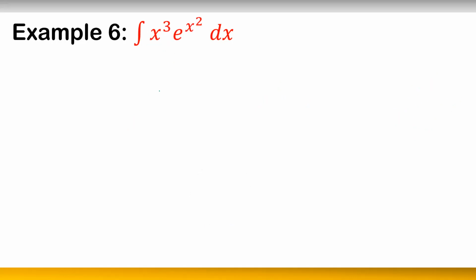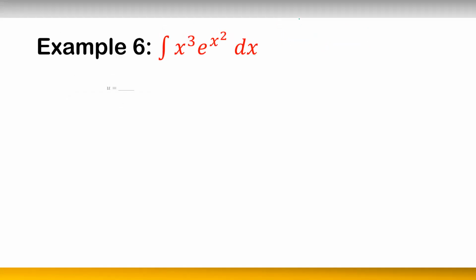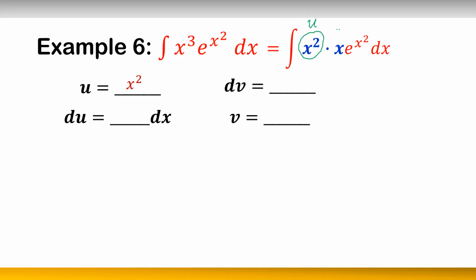Yan. So, puntahan natin ulit yung ating template. Tapos, we will be rewriting our integral as x squared. Tapos, pagtatabihin natin yung x with the e to the x squared. Okay? So, ito yung ating u, si x squared. Yan, this is our u. Sabi, integral of u dv. This is our dv. Okay. So, ang ating derivative for x squared ay 2x.